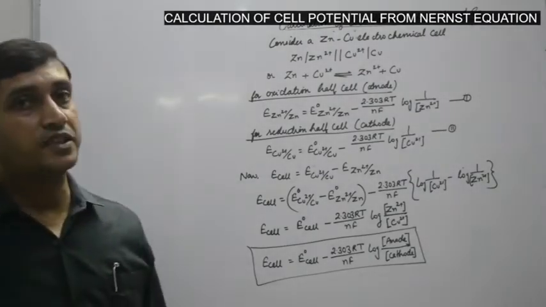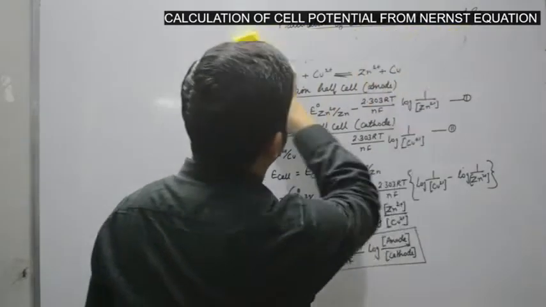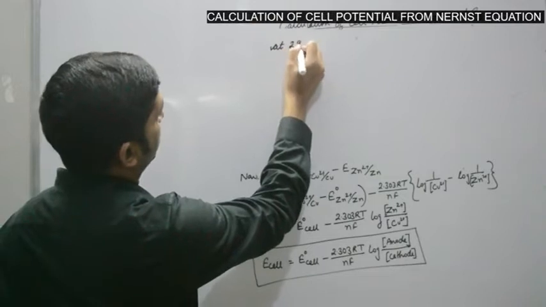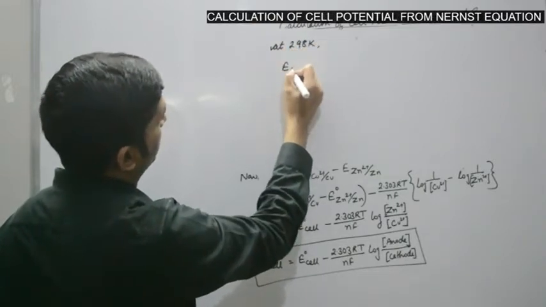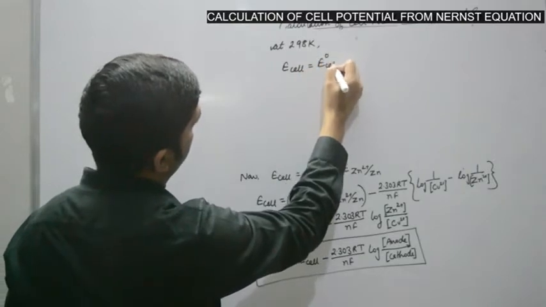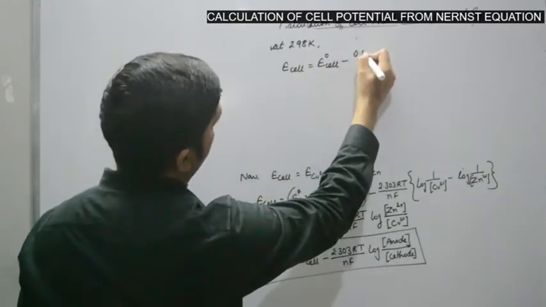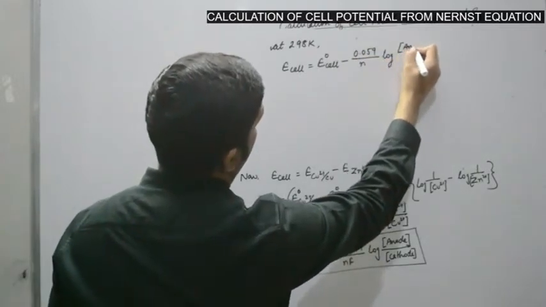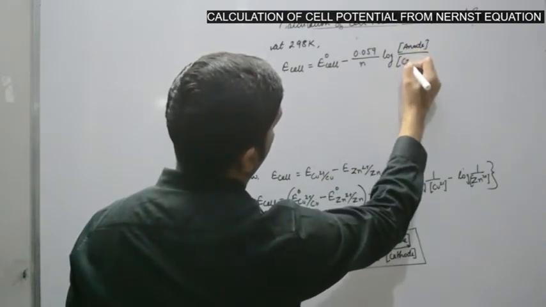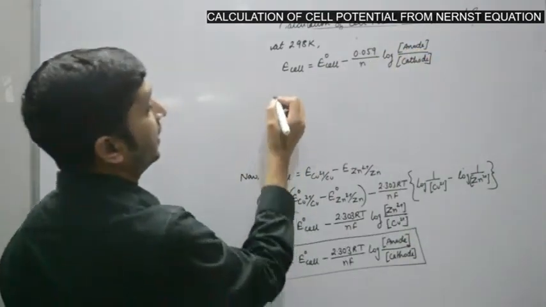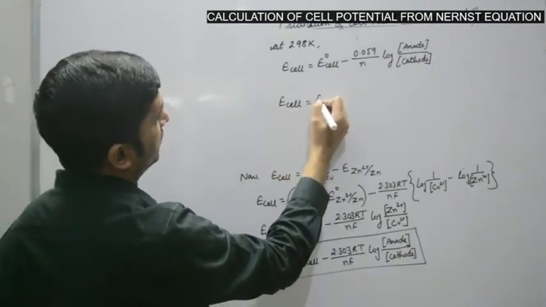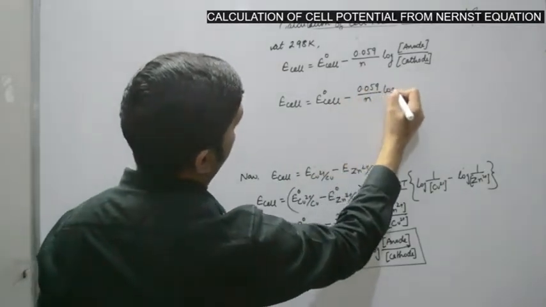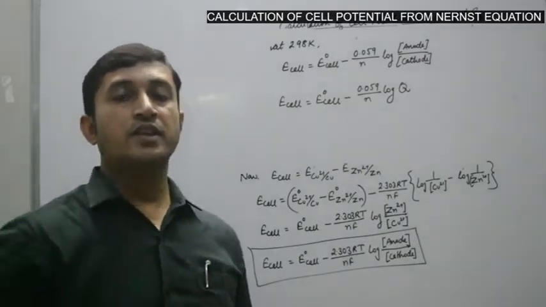We can also modify this equation for 298 Kelvin temperature and we can write it as at 298 Kelvin cell potential can be written as standard cell potential minus 0.059 upon n log concentration of ions at anode to the concentration at cathode. We can also write it as cell potential is equal to standard cell potential minus 0.059 upon n log Q, where Q is reaction quotient.